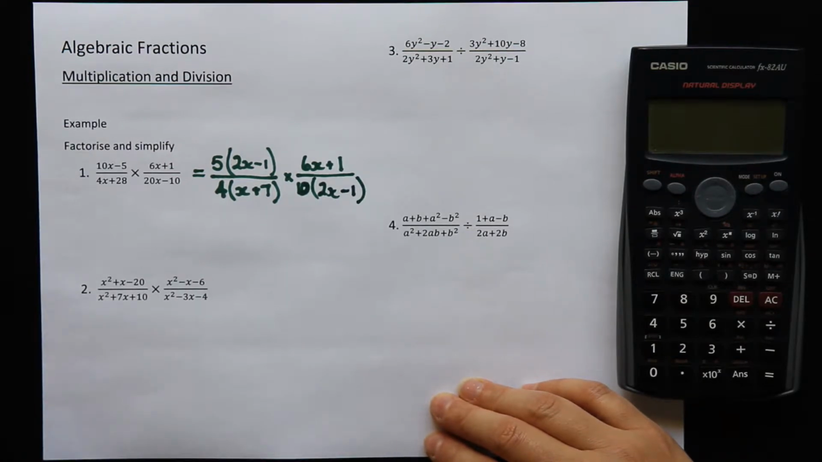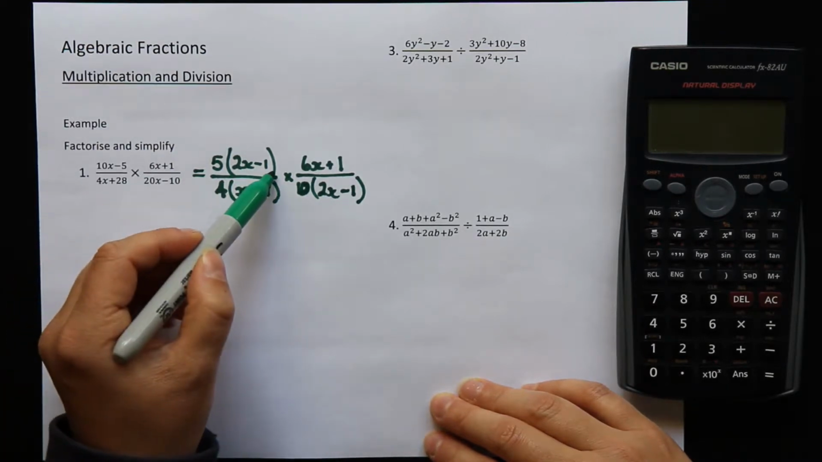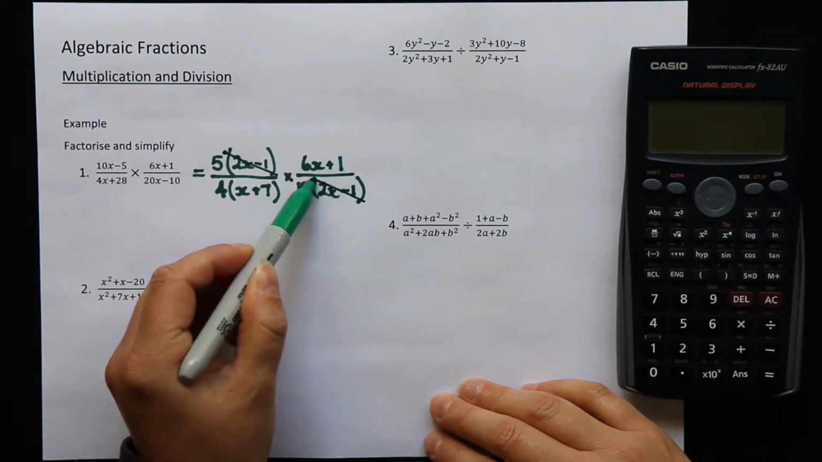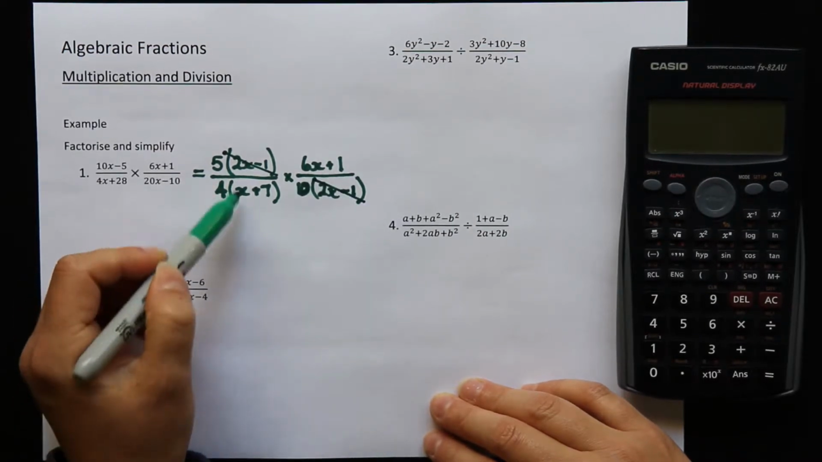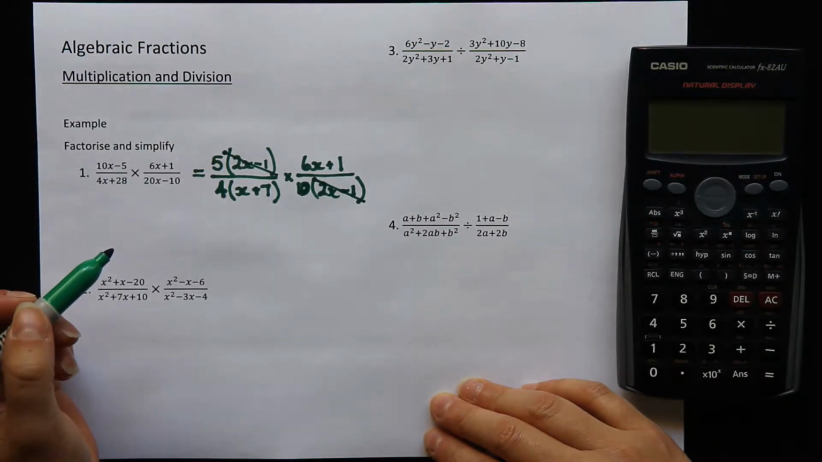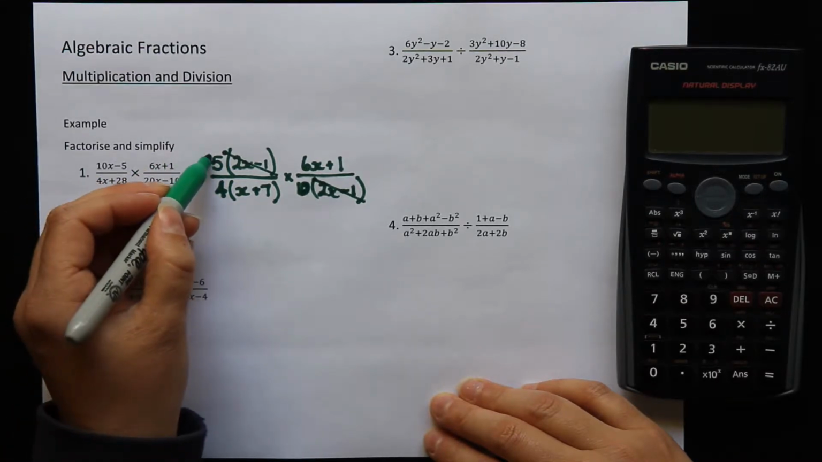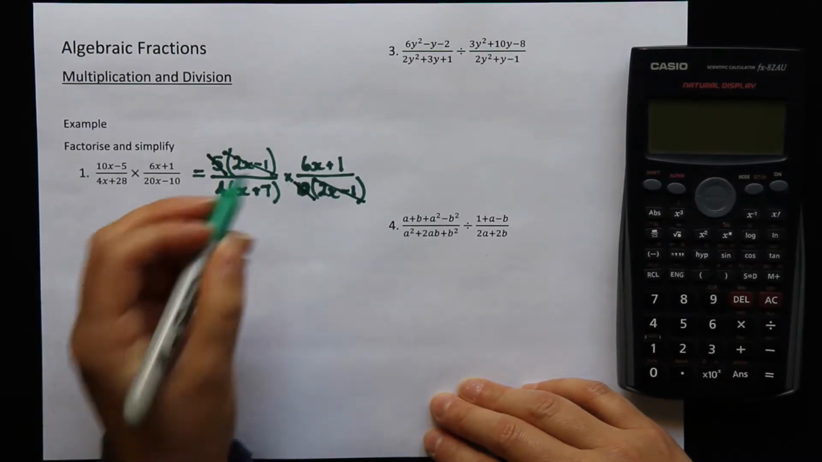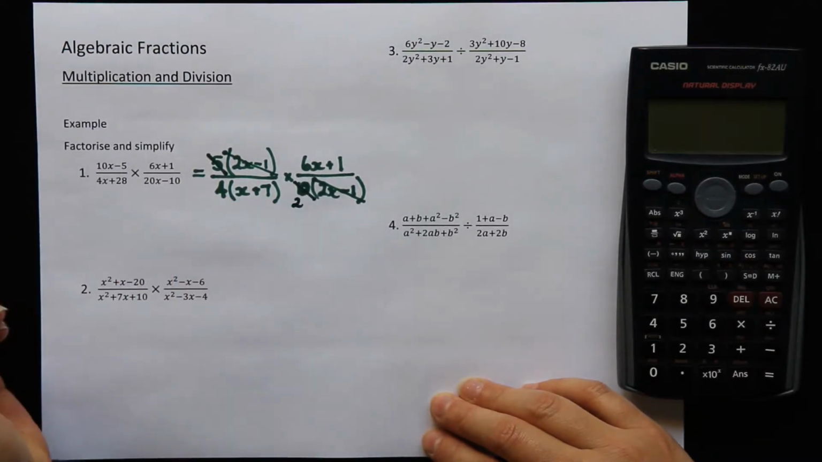Now when you're multiplying, you can cancel anywhere top and bottom. So for example, 2x minus 1 in the first fraction and 2x minus 1, even though it's in the second fraction over here, they don't have to be underneath each other like before, we can still cancel those off. Also, any numbers that have been factorized out can be cancelled. Like this 5 here, 5 can cancel with the 10, because 10 divided by 5 goes twice.